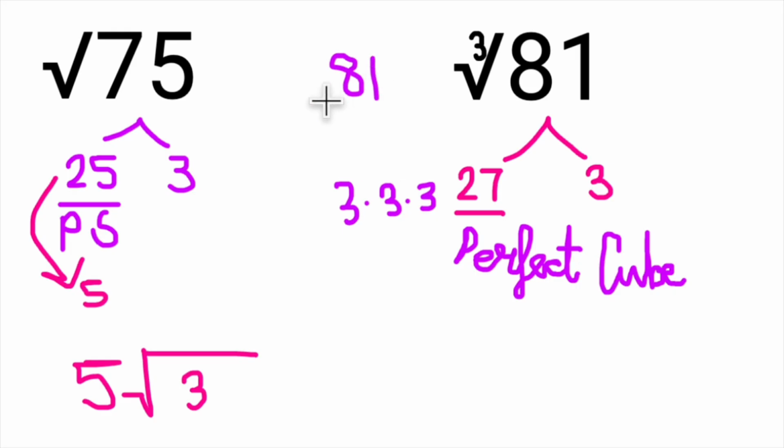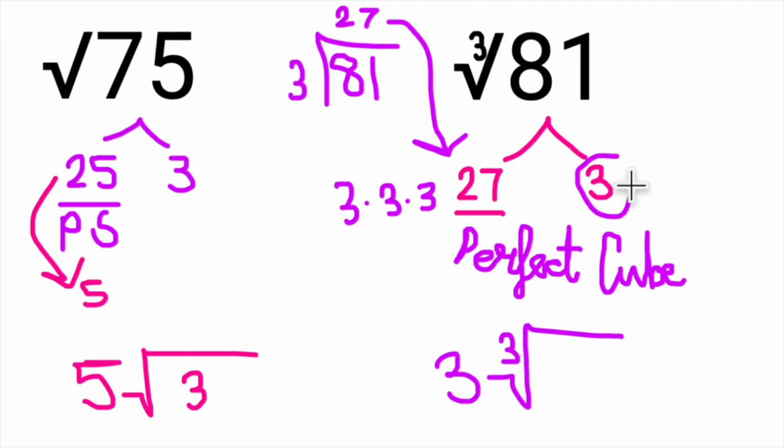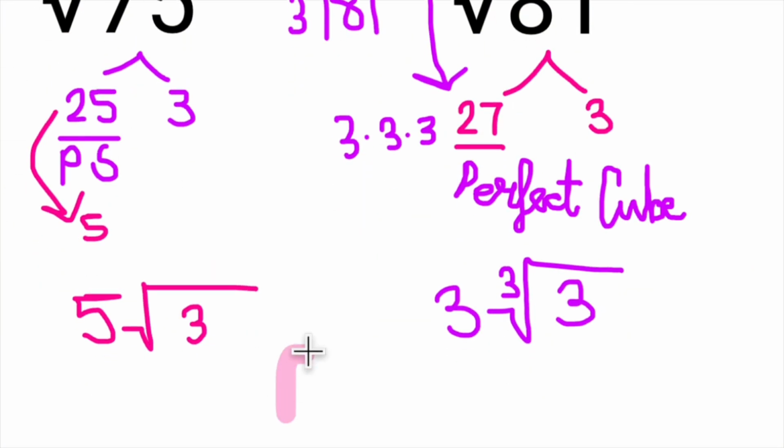So I also found 27 by dividing 81 by 3, so that's where we get the number 27 from, to get the perfect cube, and 27 times 3 is 81. So all we have to do is take 3 from the perfect cube, put the cubed root sign in, and then we just drop down the 3. So that is going to be our final answer.